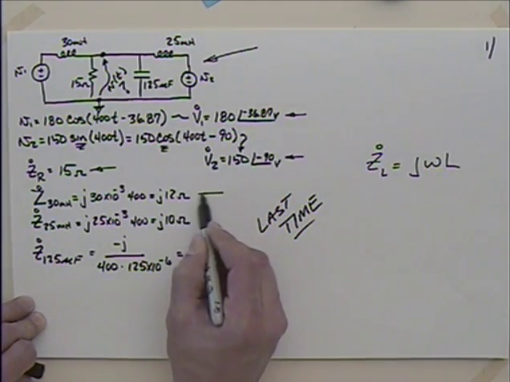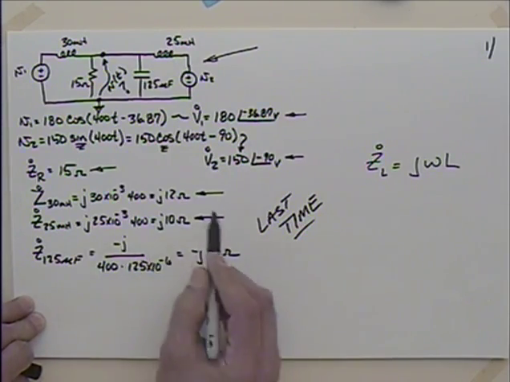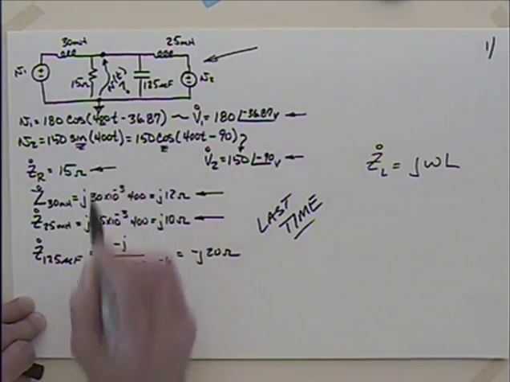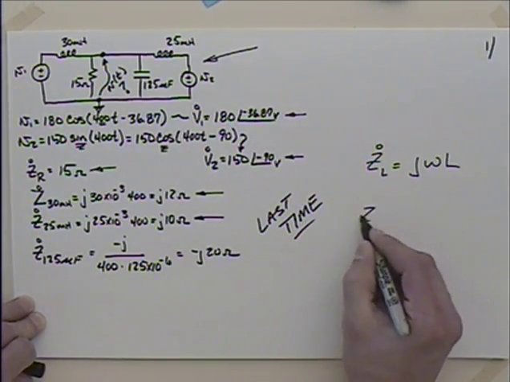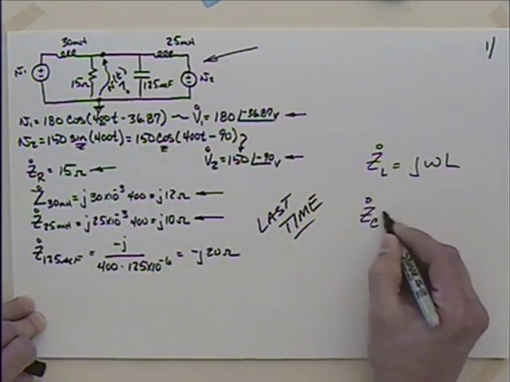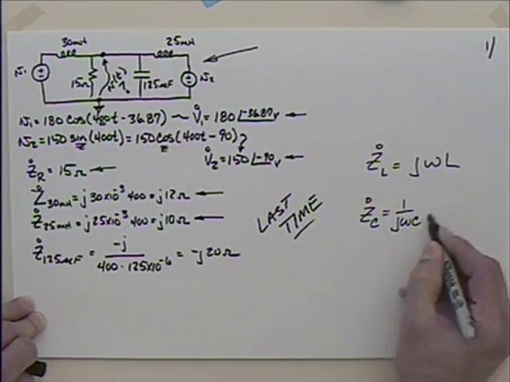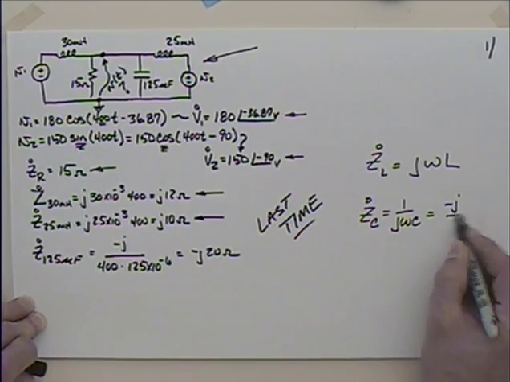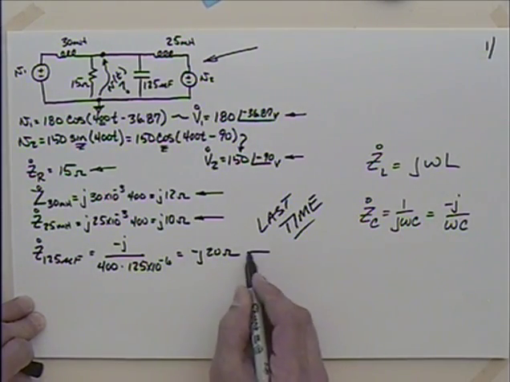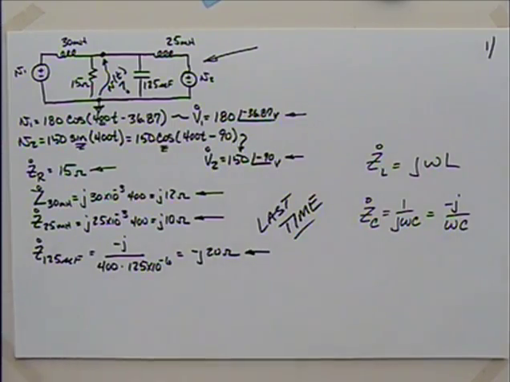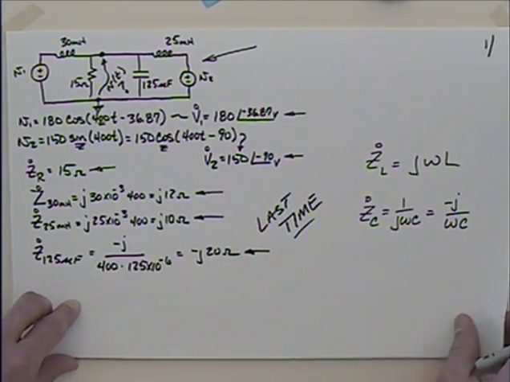So we were able to calculate the impedance for the two inductors. Remember that our frequency was given up here. That's what that 400 is about. That's the omega. And then the impedance for the capacitor in general was 1 over j omega C, which we oftentimes write as minus j over omega C. And we then came up with the impedance for the capacitor. If there's no questions on this page, again, it should be in your notes from last time.